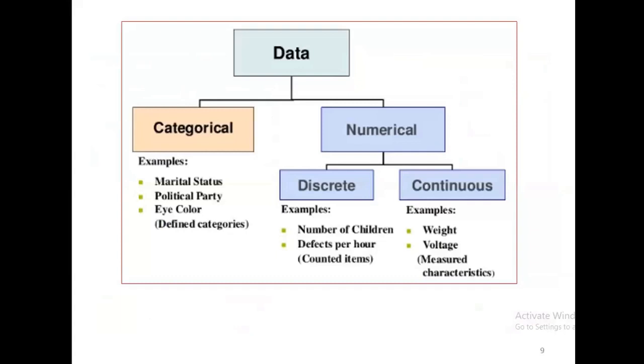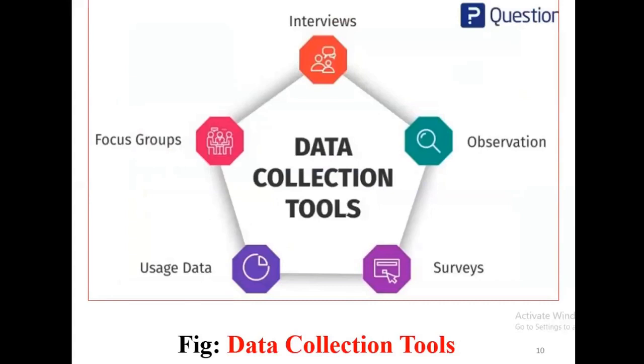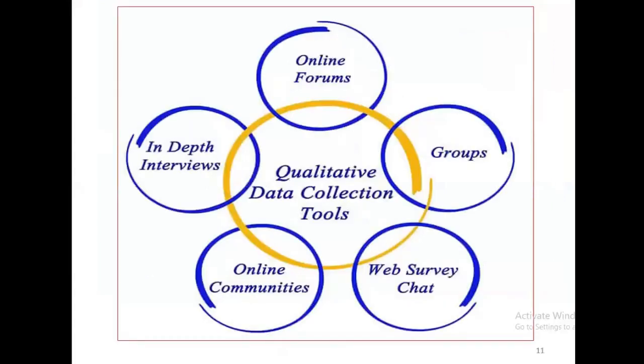Numerical data, again we classify into two types: discrete and continuous data. Discrete data is nothing but, say, number of children, defects per hour, like counted items. Continuous data, see, as human beings, we are growing every day: weight, voltage, measured characteristics. Then how do we collect the data? There are data collection tools such as interviews, observation, surveys, usage data, and focus groups. We collect data through online forums, in-depth interviews, online communities, web surveys, etc.